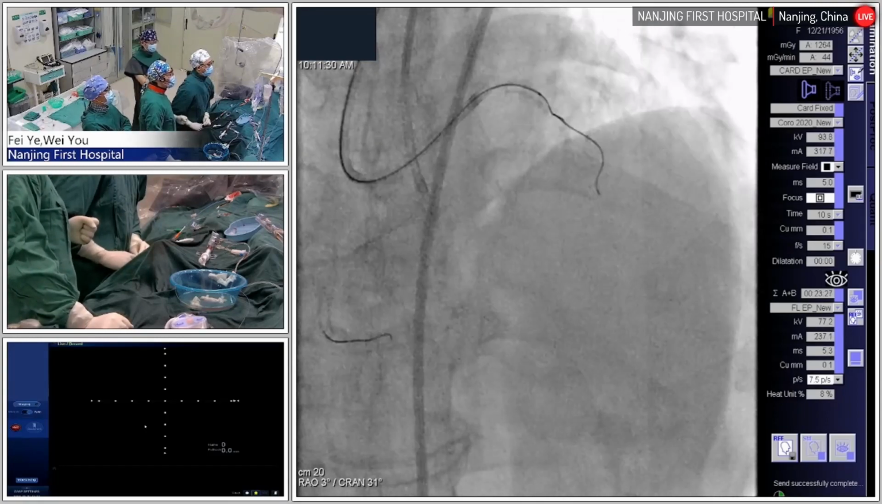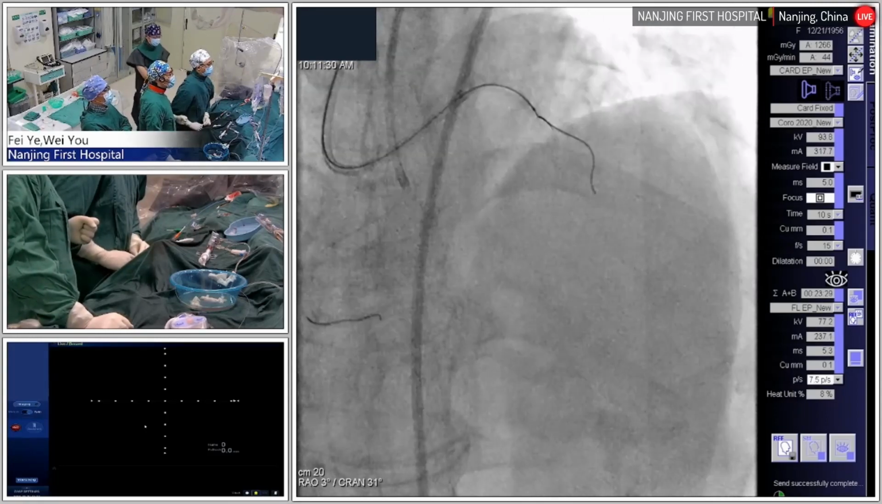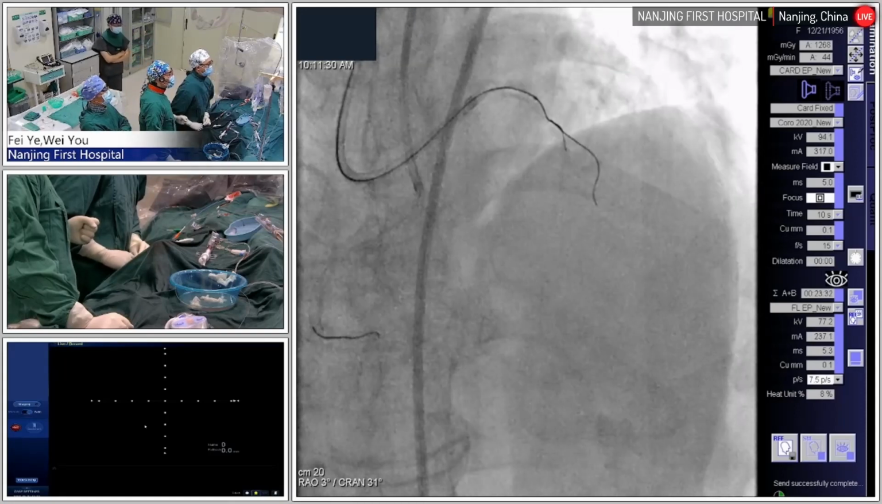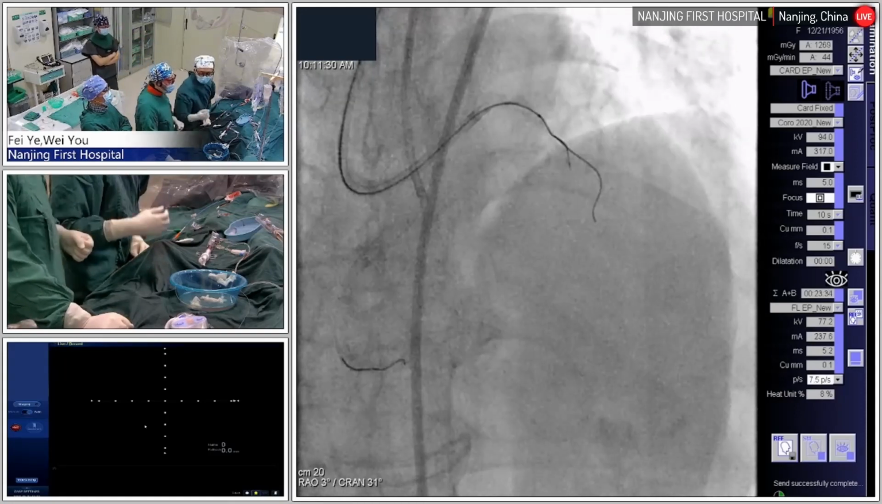What's the reason for that? There is a very tortuous route of the proximal LAD. UB7. UB3.